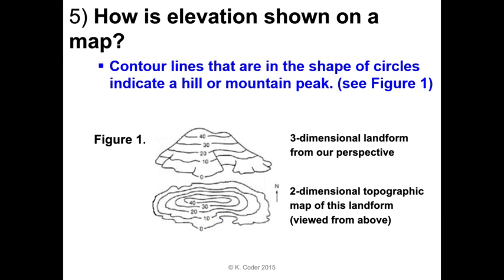Contour lines that are in the shape of circles indicate a hill or a mountain peak. So in our three-dimensional landform perspective, we see that there's a gain in elevation to a single point, or you see here there's a saddle with two little hilltops. When we look at the two-dimensional topographic map, we see how it comes to a circle, where at sea level it's at 0, 10 is a circle, 20 is a circle, 30 is a circle. Then the highest elevation of the contour lines is 40.